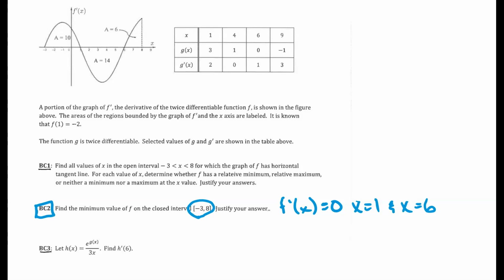I'm going to throw x equals 1 out because this is a relative max, and so there's no way that a relative max is going to produce the overall min. So I'm looking at evaluating three things here. The endpoints, f of -3, my critical value in between, f of 6, and then my final endpoint, f of 8. How do I do that?